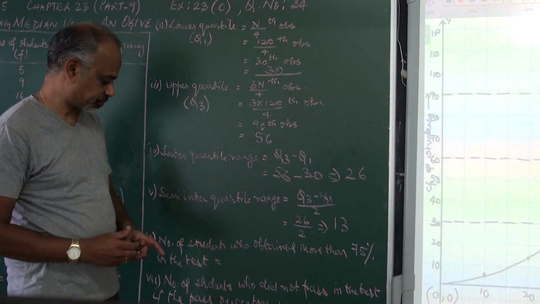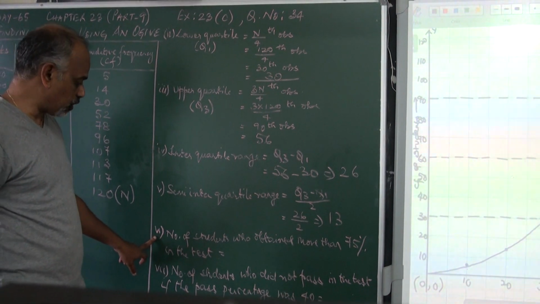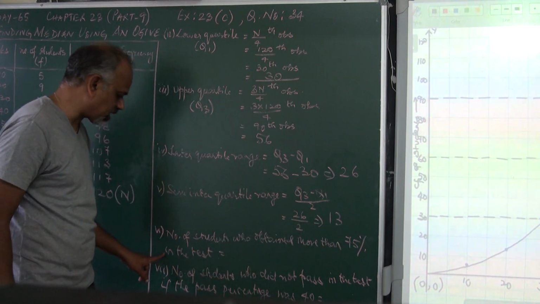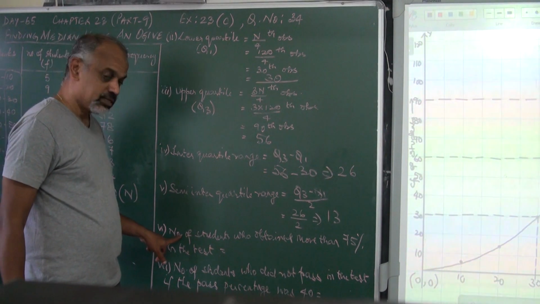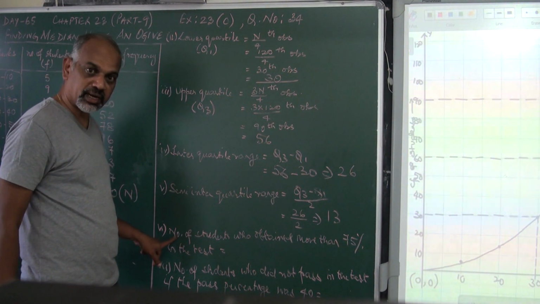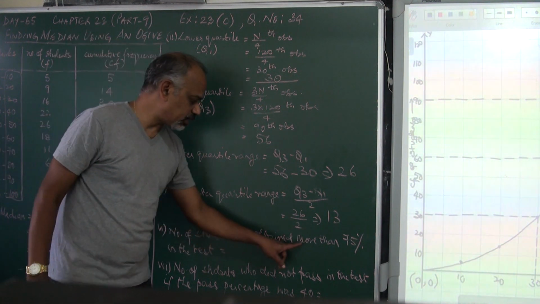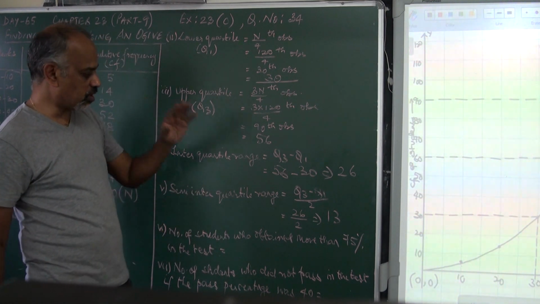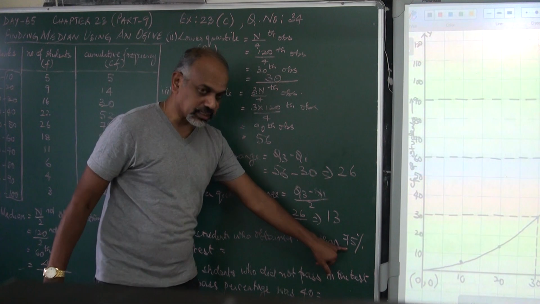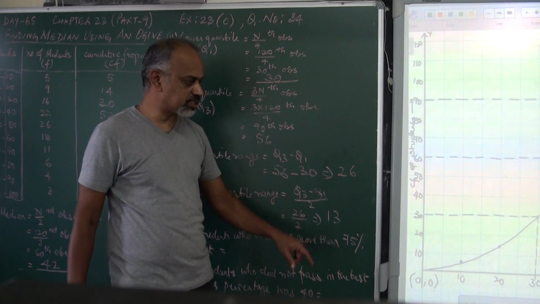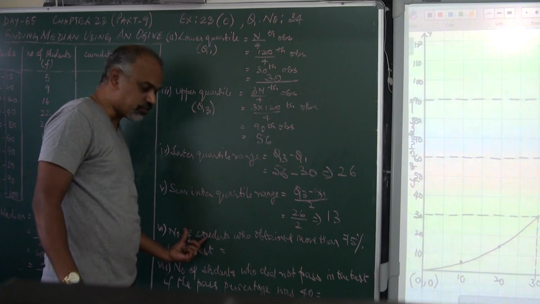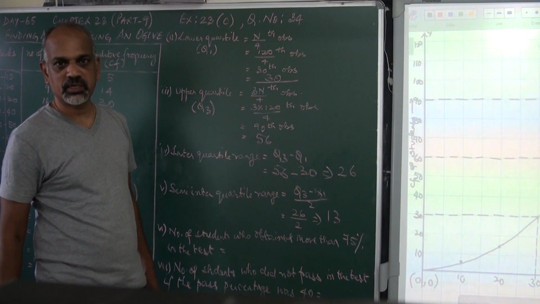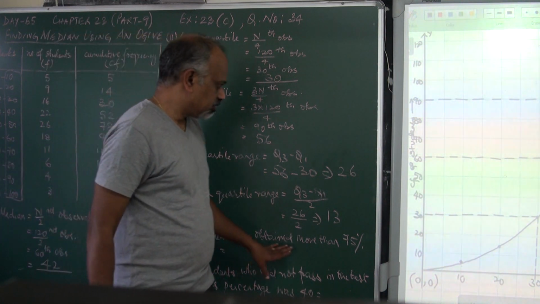Now coming to the sixth question: you have to find the number of students who obtain more than 75% marks in the test. Listen to this carefully. If you notice on the graph, 75% is marks. Marks are on the x-axis, and you are going to find the number of students who scored that many marks, that's above 75% marks. So we go to the graph.